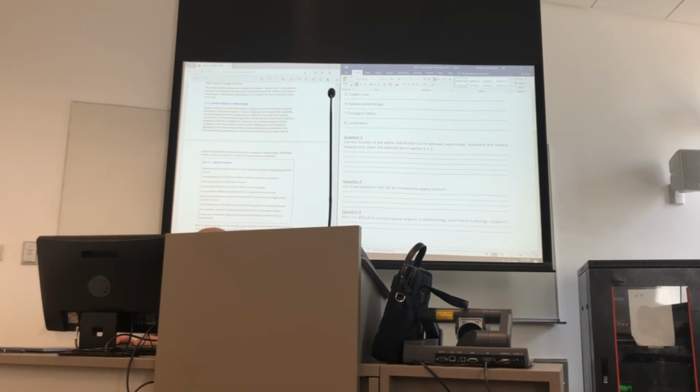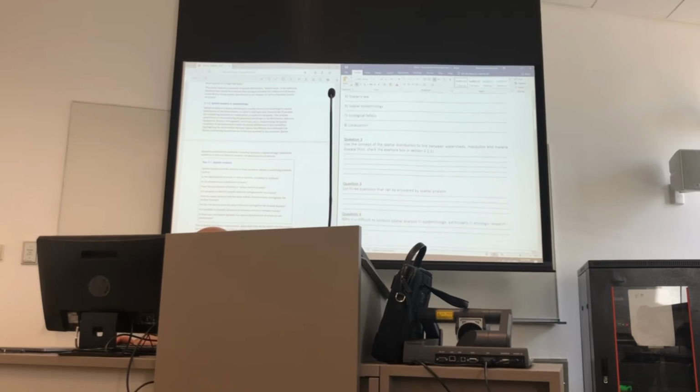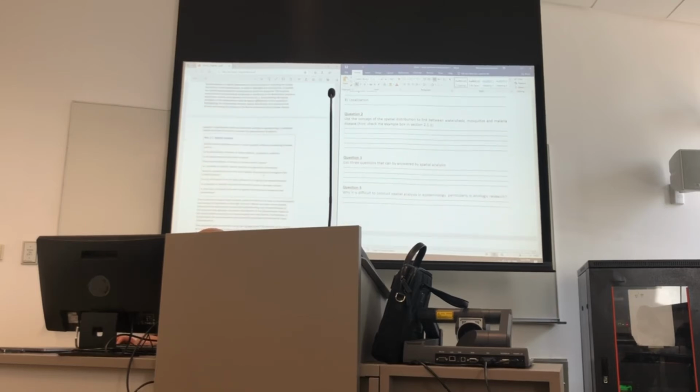Now, why is it difficult to conduct spatial analysis in epidemiology, particularly in ecological research? As noted through the book, it is not less difficult to conduct spatial analysis in epidemiology, particularly as the spatial.